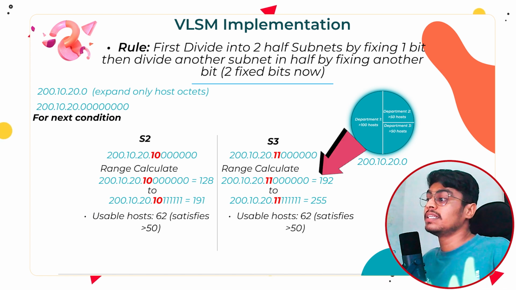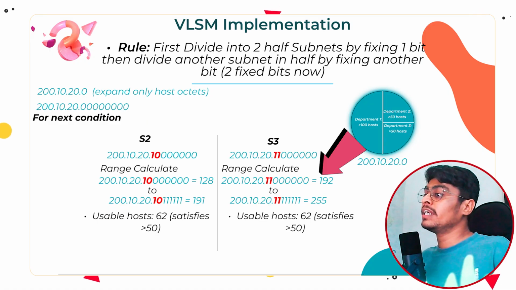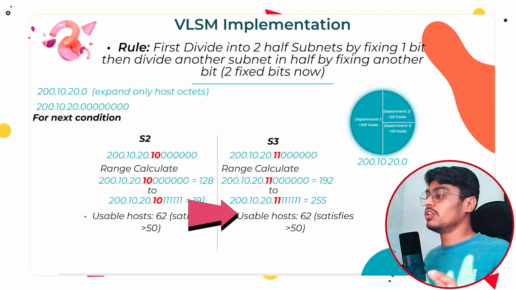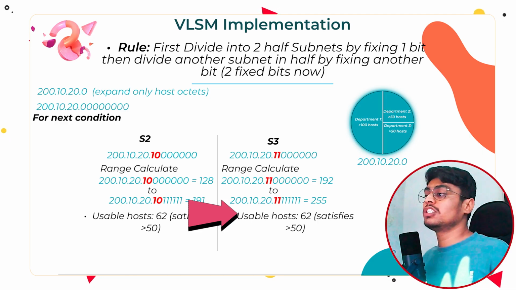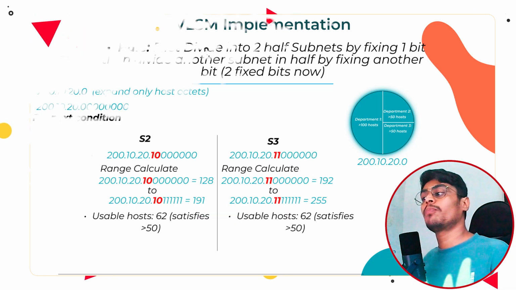Now S3's range. The starting range is 200.10.20.192, 11 followed by 6 zeros, and the ending range is 200.10.20.255, 11 followed by 6 ones. The range becomes 192 to 255. The usable addresses here are 62 addresses, 64 minus 2. The first one is for the network ID and the last one is for the broadcast address.